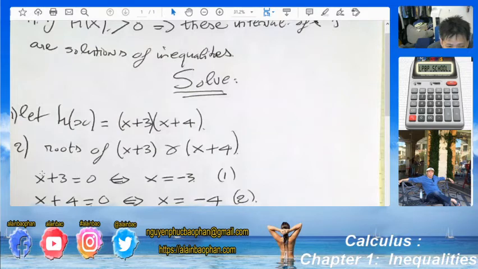So you set up x plus 3 equal 0, equivalent with, when you move 3 to the other side, you get x equal minus 3. Okay, that's the solution of the first factor, x plus 3. The second factor, x plus 4 equal 0, so equivalent with x minus 4 equal 0, right? So x equal minus 4. That's how we find the roots of the two factors right here, x plus 3 and x plus 4.